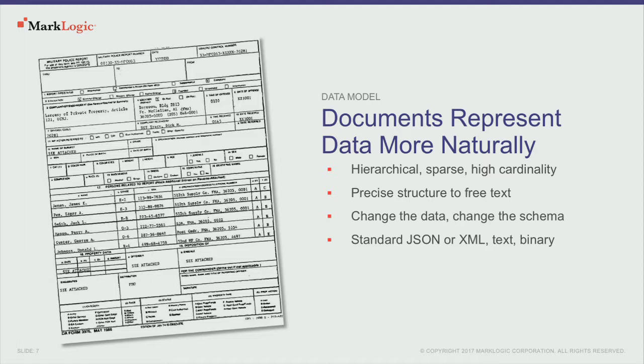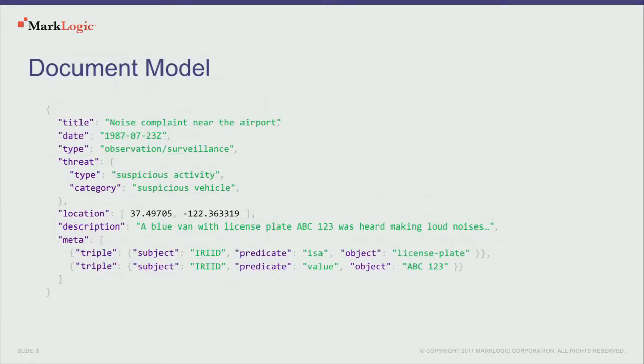So we find that the document model is a very natural way to represent data, and the document model is a first-class citizen in MarkLogic. So MarkLogic can store and query documents, and we use JSON and XML as the primary ways. Those JSON documents are very good at representing. So I'll take that police report that we just saw on the last screen, and I'll turn it into JSON here.